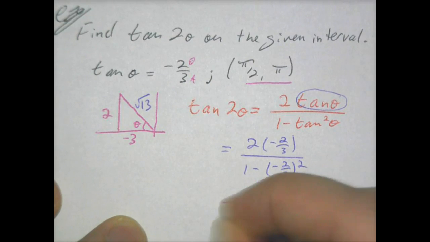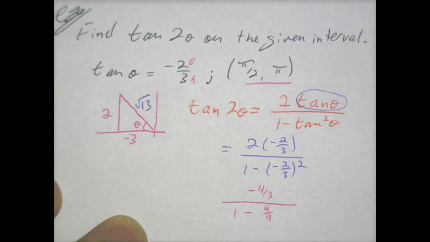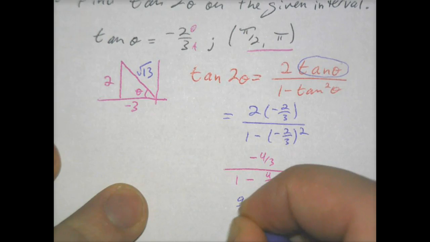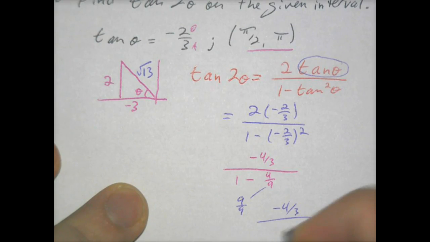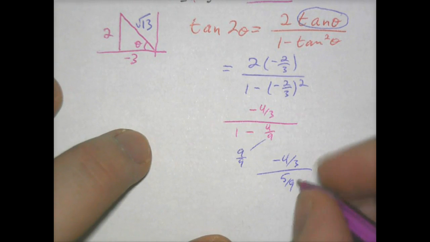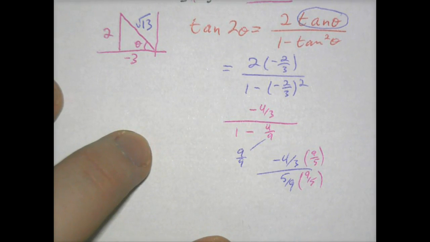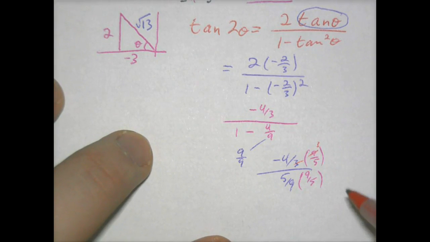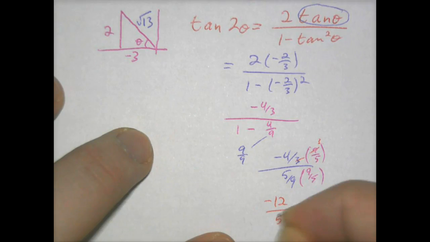And then it's from just simple calculations. Negative 4/3 over 1 minus 4/9. My common denominator on the bottom would be 9. So I have 9 over 9 minus 4 over 9. So that'll give me 5 over 9 on the bottom. So I have negative 4/3 over 5 over 9. And then I can multiply by the reciprocal, 9/5. That will cross reduce. 9 divided by 3 is 3. So I have negative 4 times 3 is negative 12 over 5 times 1 is 5.